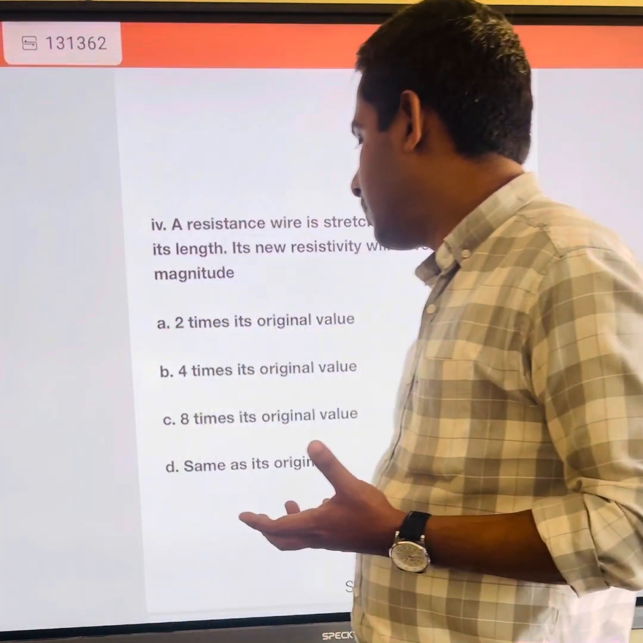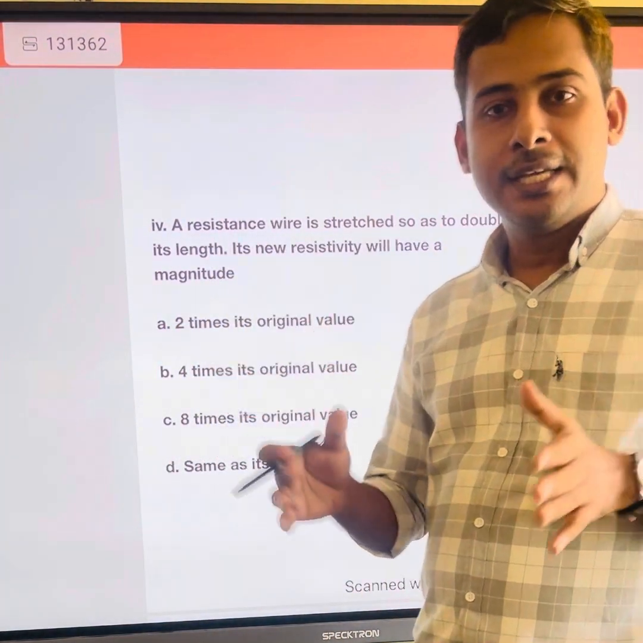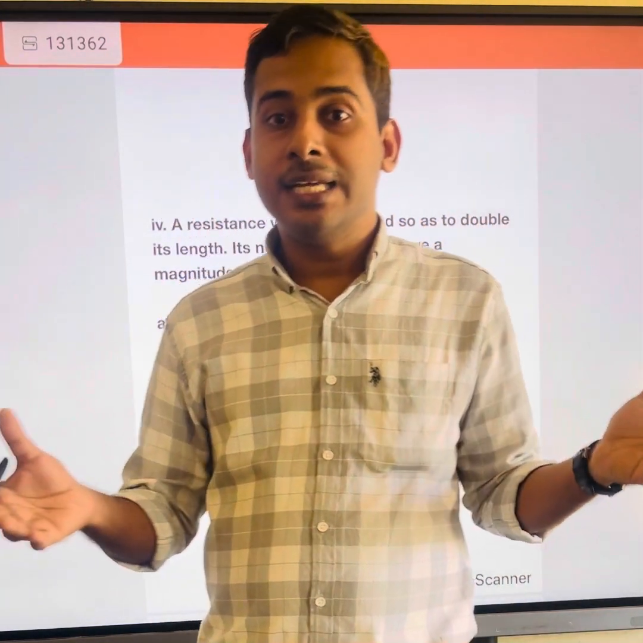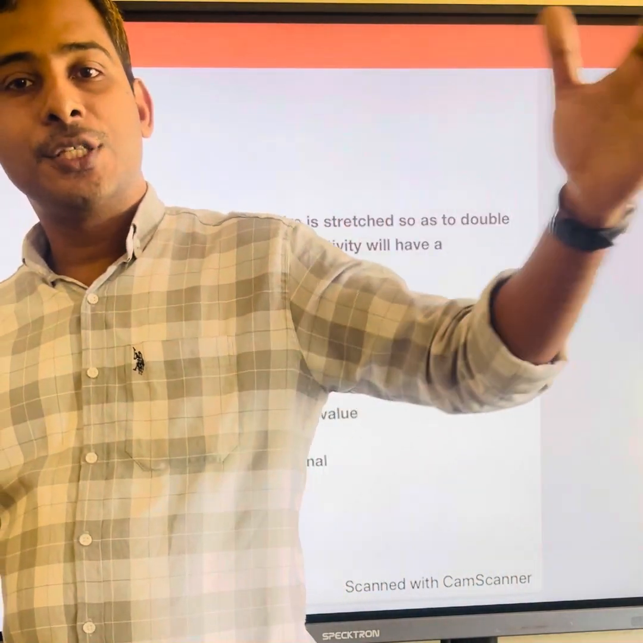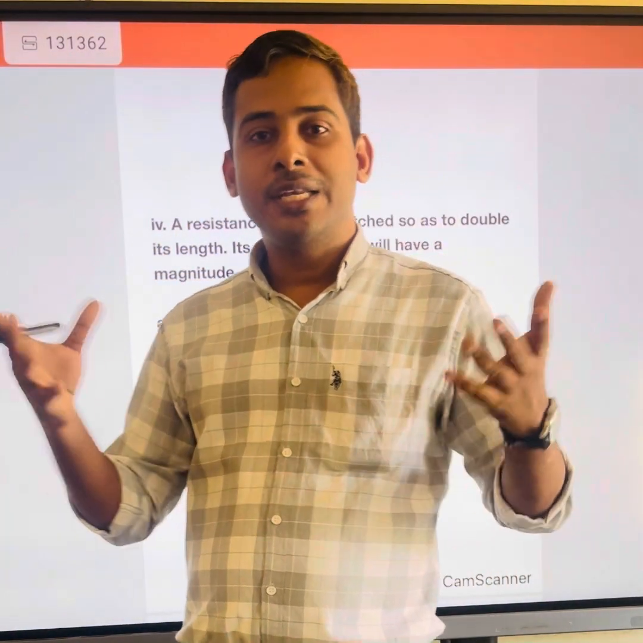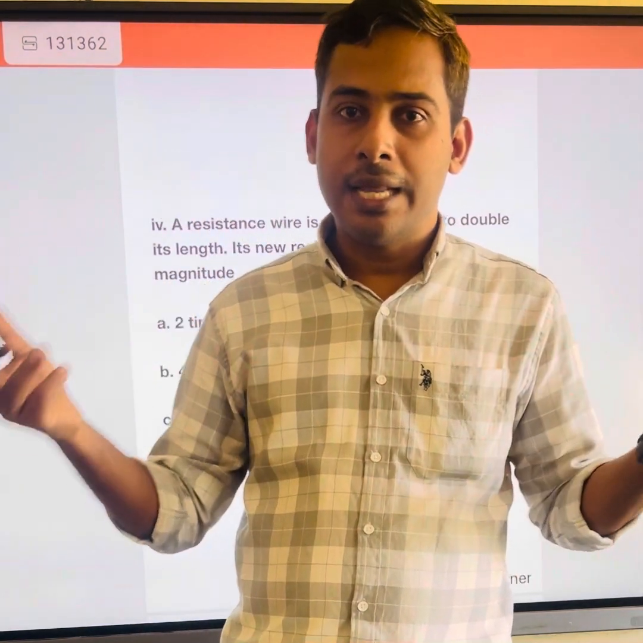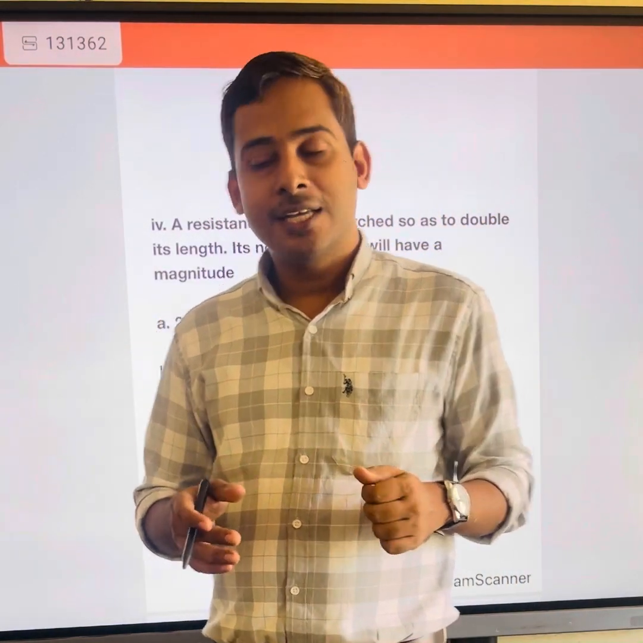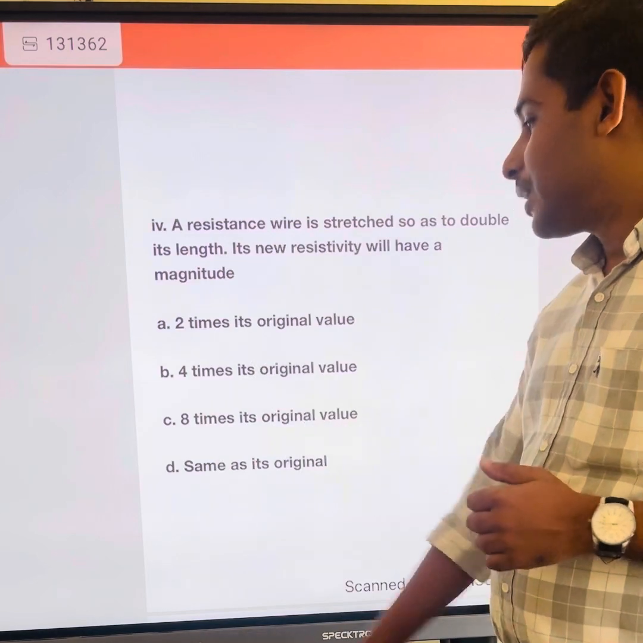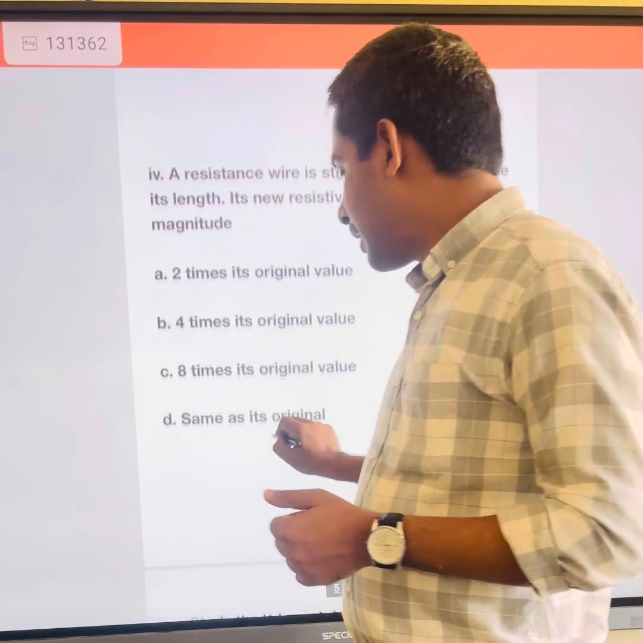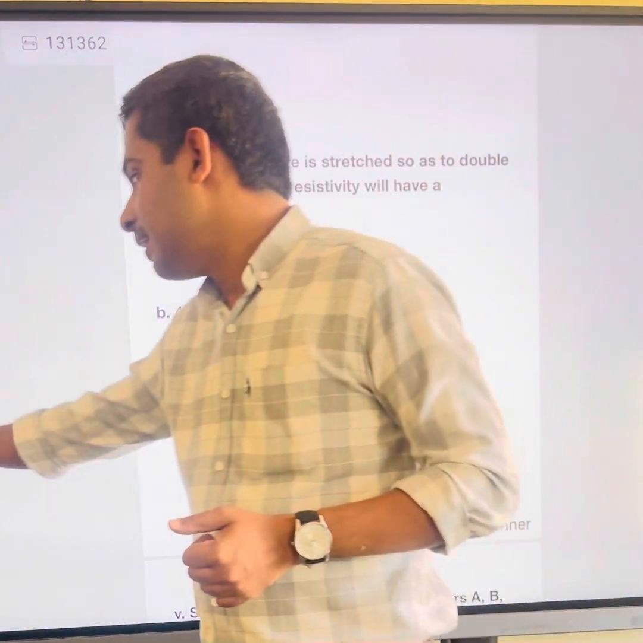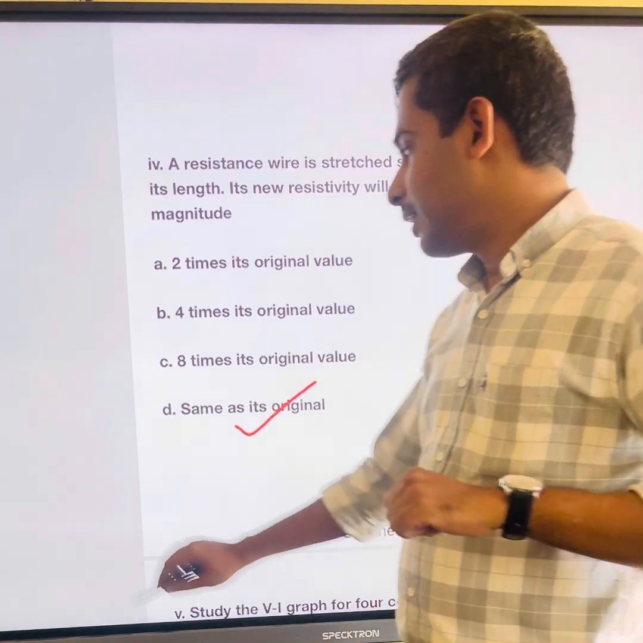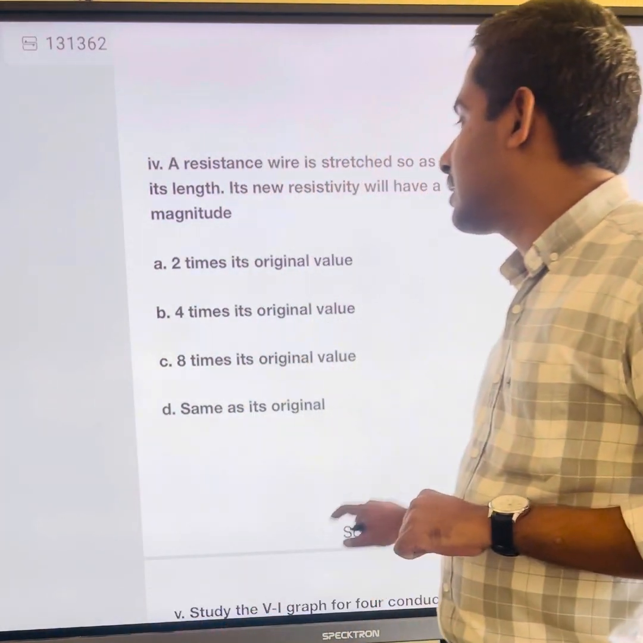So you have to keep in mind always the resistivity depends on the nature of the material only. If the material is changing, we can say that the resistivity will change. Okay, so the remaining other physical quantities like length, area, that won't affect the value of resistivity. That means here answer will be the same as its original, right? The same as original, option number D. Then I'm moving to the next question.